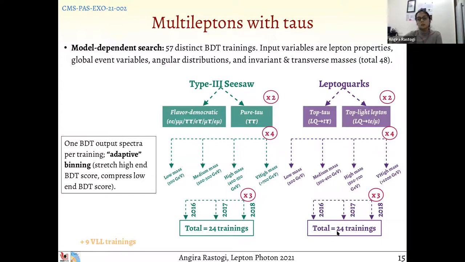And similarly, we get 24 trainings for the leptoquarks model. And we have 9 trainings for VLL, which I'm not showing here. But in the end, from every training, we get 1 BDT output spectrum, which is then transformed according to an adaptive binning, in which we stretch the high end of the BDT score to more bins and compress the low end of the BDT score to fewer bins. In this way, we get more bins which have higher S over B ratio, and that improves the expected limit.